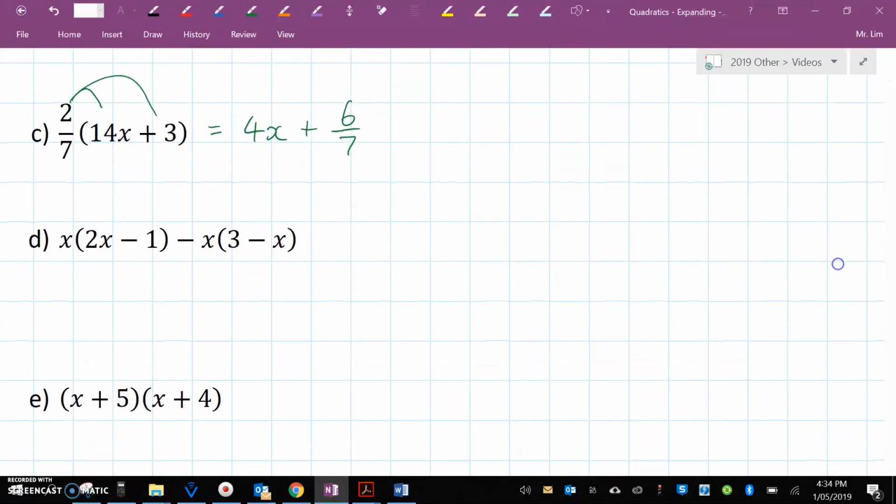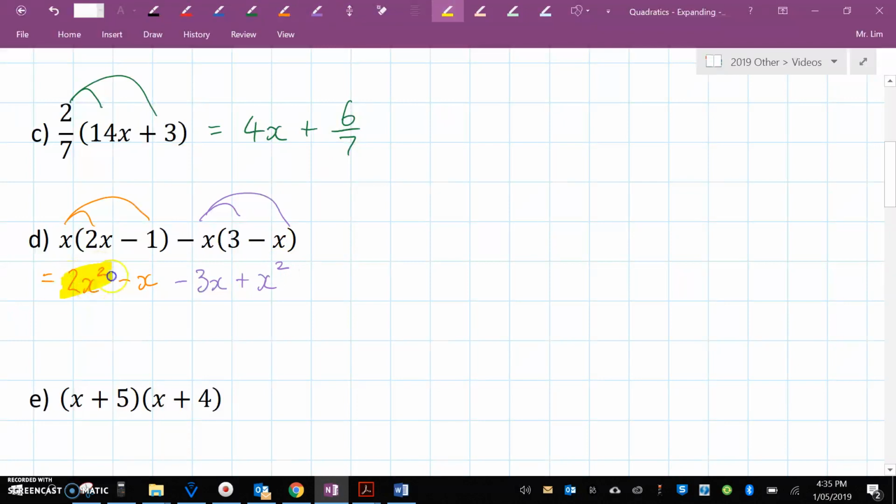Question D. Let's expand these separately and then we will collect like terms. So x times 2x is 2x squared, x times minus 1 is minus x, minus x times 3 is minus 3x, minus x times minus x is positive x squared.